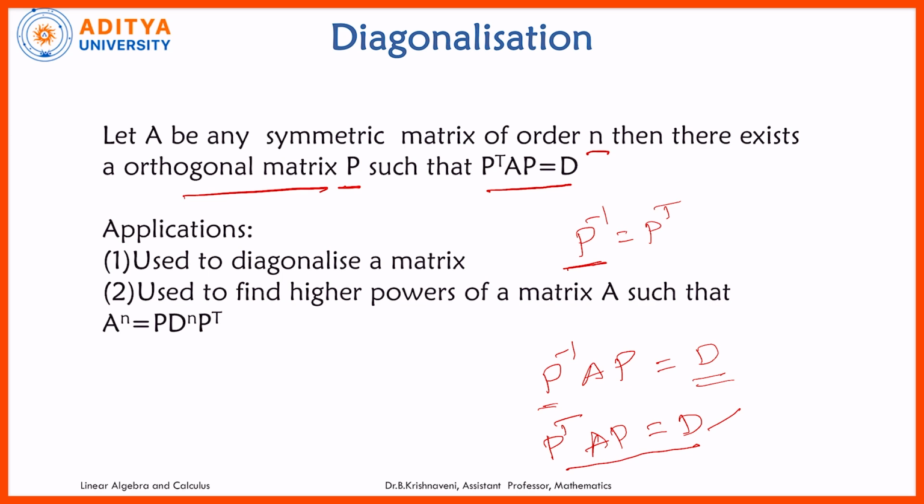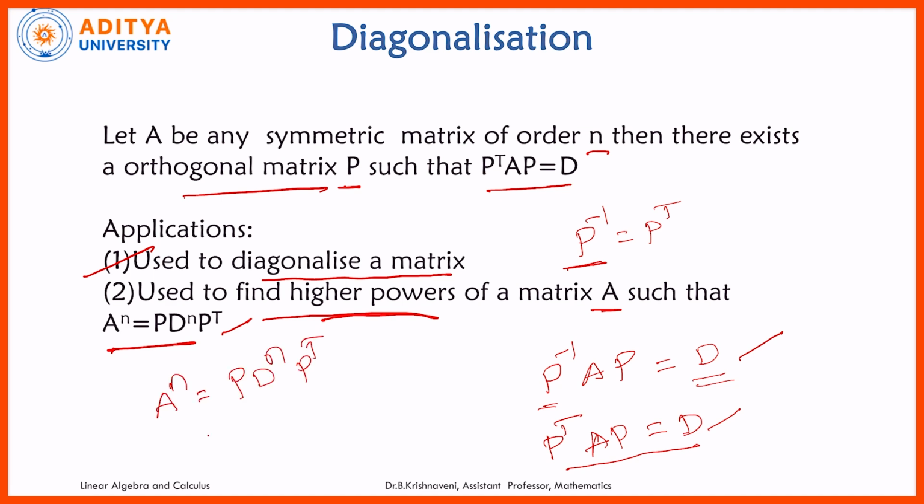Now what are the applications of this? The first one is very clear: we can use this process to find the diagonalization of the given matrix, and it is also used to find higher powers of a matrix. In what way can we calculate this by means of this equation? You can consider this equation and simplify it in such a way that we get the power of the matrix, A power n is equal to P D power n P transpose.